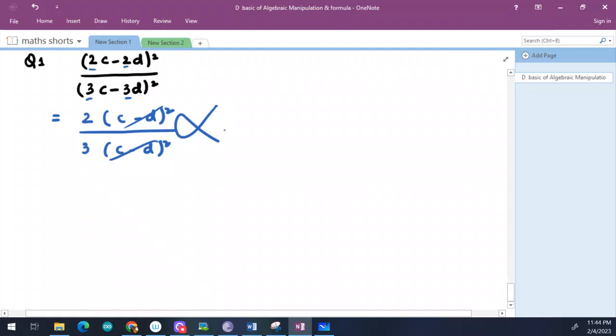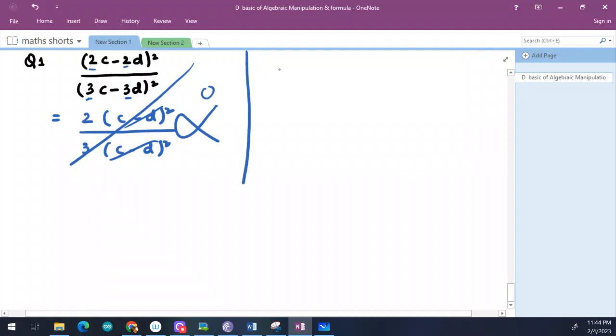This is wrong. Why? Because you can see this 2 is in the term in the bracket, and this square is not only on 3, the square is on 2 as well. This square is on 3 as well. So I'm going to tell you the right way. What is the right way?